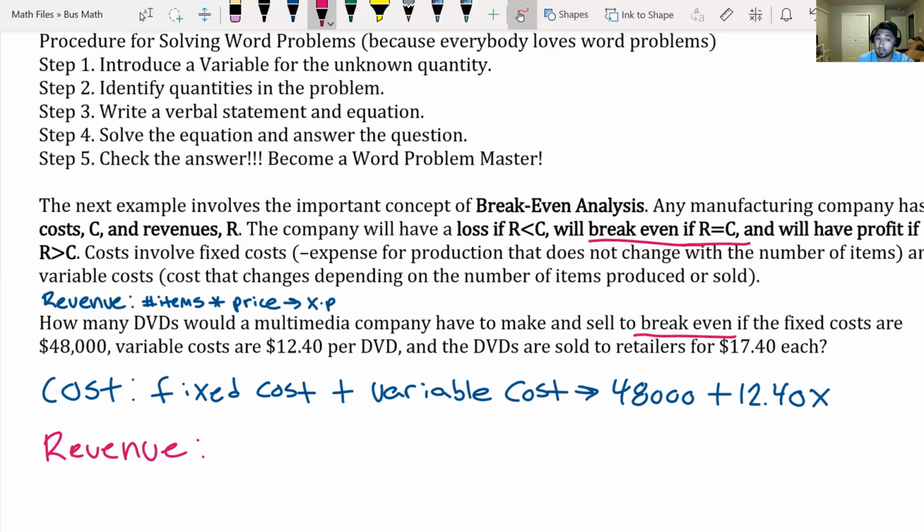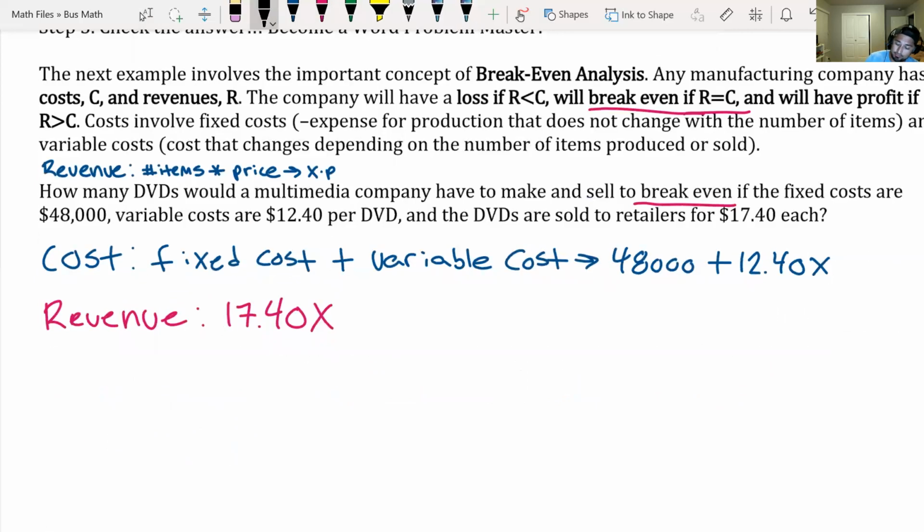And revenue is given by the number of items times the price. Okay, well, look what's given here. The DVDs are sold to retailers for $17.40 each, right? So this means that we know the price, which means that revenue would be $17.40 each. What variable could represent each? And again, that is X. Okay. So now we're almost there.